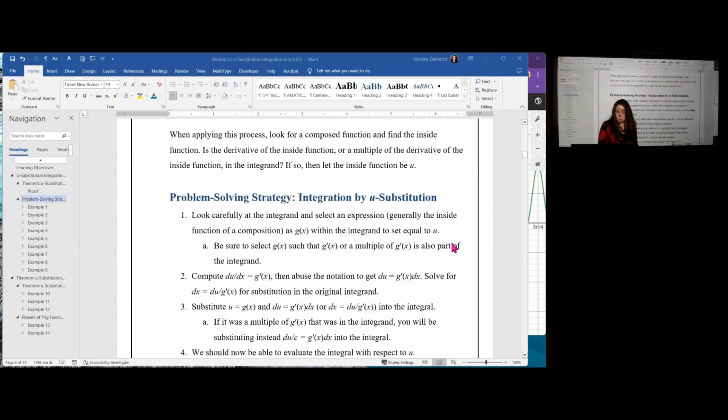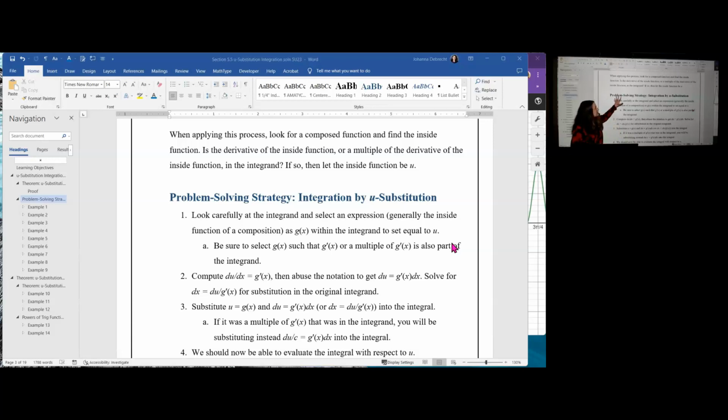When we're applying this process, we need to look for a composed function inside the integrand and a multiple of the derivative of the inside function multiplied by that composition. They must be multiplied in order for this to be an application of u-substitution integration.